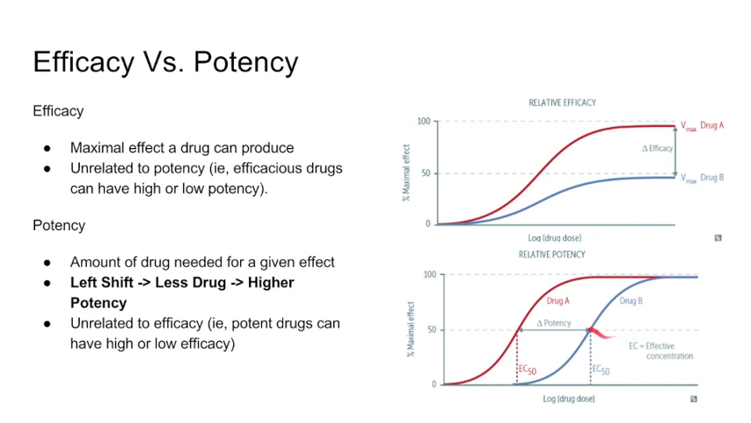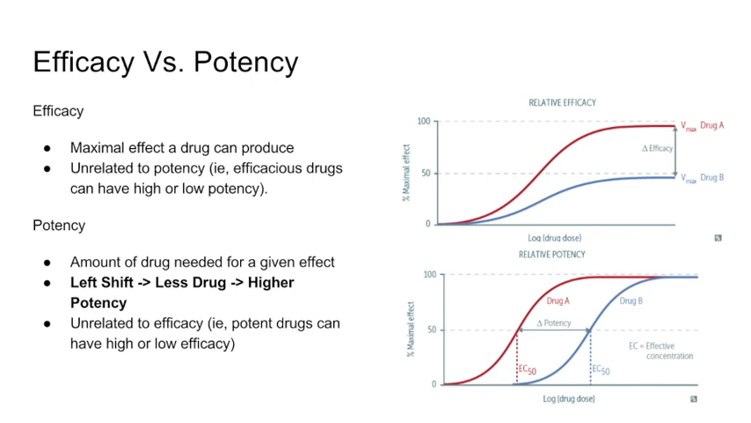However, drug A, we'll say, takes 1 milligram to produce the maximum effect, whereas drug B may take 10 milligrams to create that same maximal effect. So while their efficacies may be similar, their potency is different. So for example, A is a more potent drug. Potency is the amount of drug that's needed for a given effect. And as you can see on the chart, that is represented as a leftward shift.